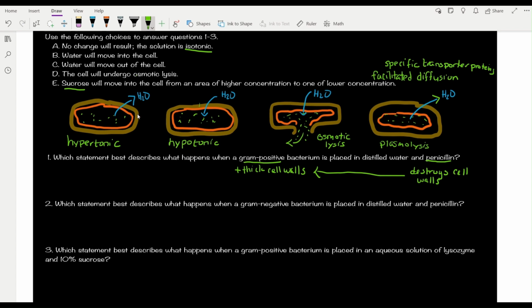And which out of these 4 options you see that the cell is lysed? Osmotic lysis. And that's what we have. Water going into the cell, because we have the distilled water. We have the penicillin breaking down the cell walls. So we see the cell wall being broken, the contents are leaving, and water's going in. So the answer here is D.